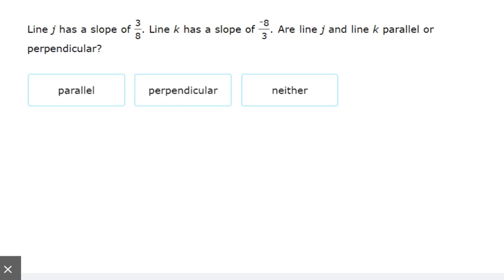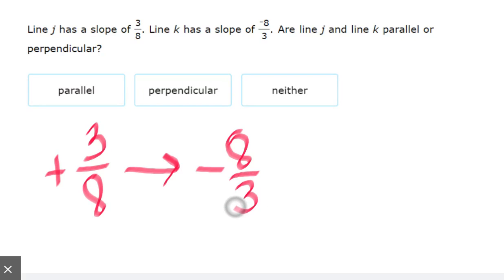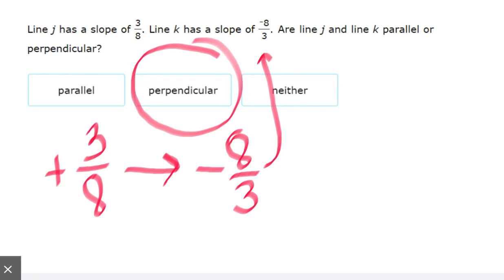Line J has a slope of 3/8, and line K has a slope of 8 over 3. Okay, are these lines parallel or perpendicular or neither? So if we look at 3/8 and we take the negative reciprocal of it, so if I change the sign, so this is technically positive, and I'm going to change the sign and I'm going to flip it. Look what it gets me, right? So our answer here would be perpendicular.